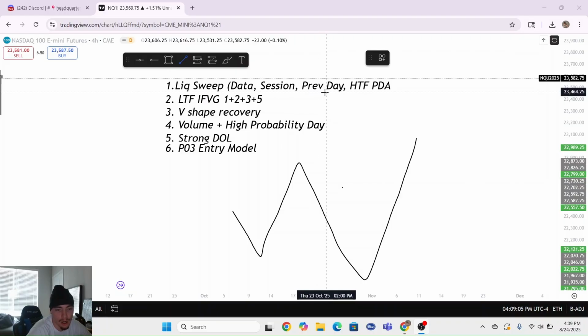Previous day. So you go on the day chart, you mark out the higher lows, you find the higher lows from the previous day. Those are also key liquidity levels that price likes to inverse off of and have a good reaction.